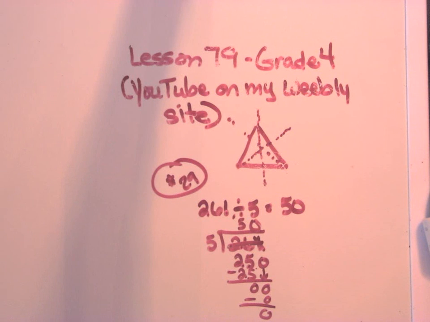Okay, so that's your assignment for today, is lesson 79, the ones that are not crossed out, and to watch that symmetry video so that you understand what to do for that.